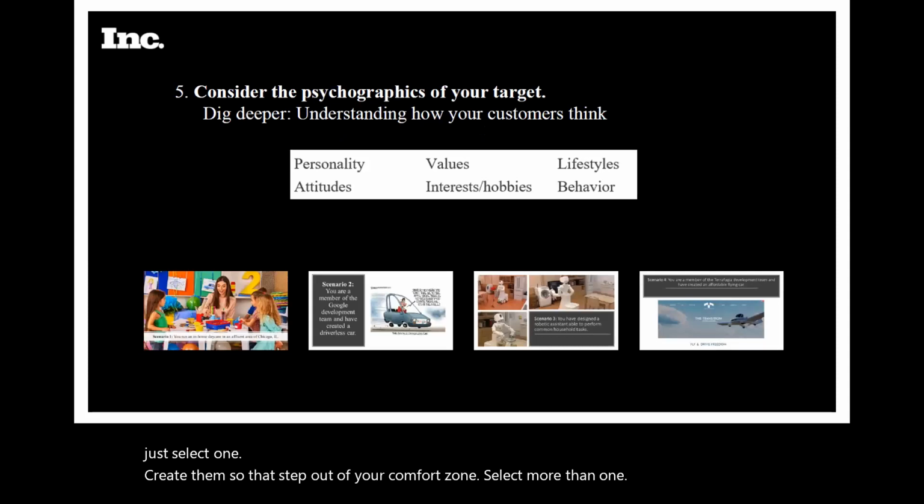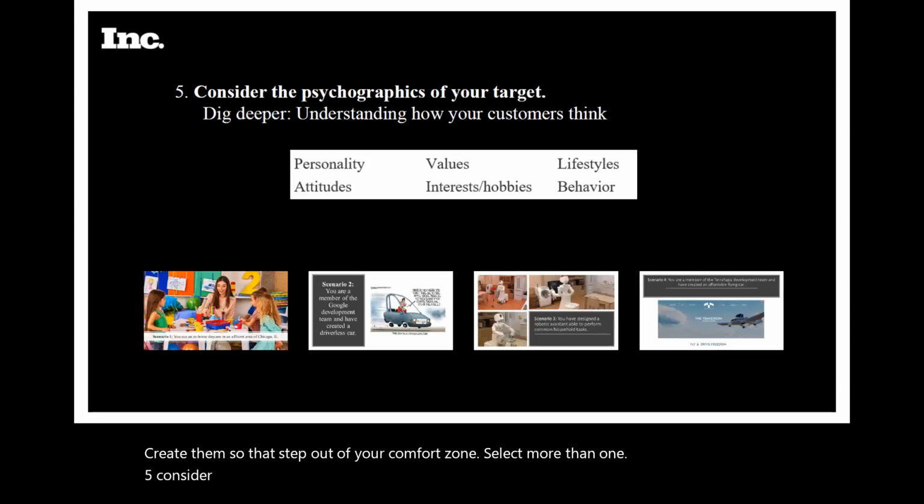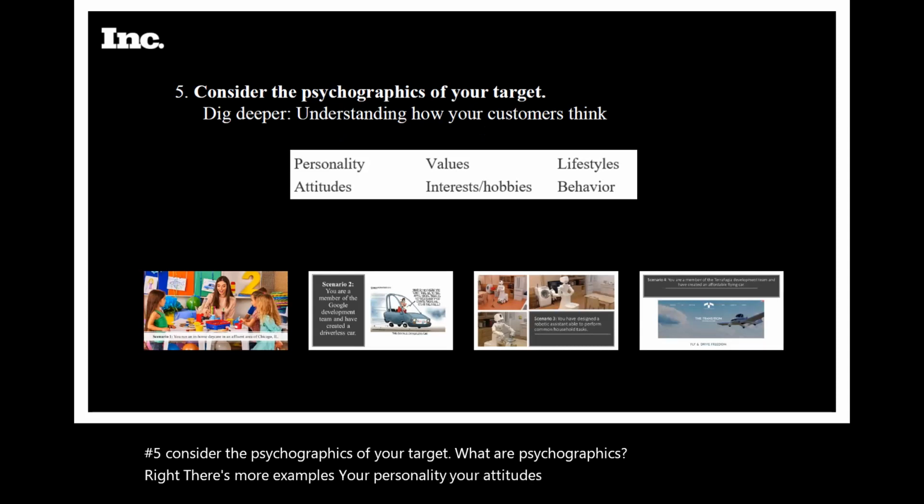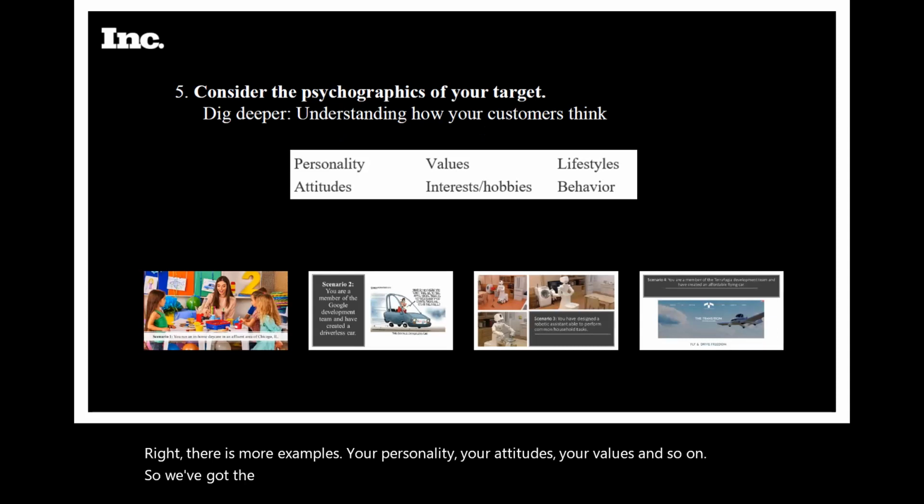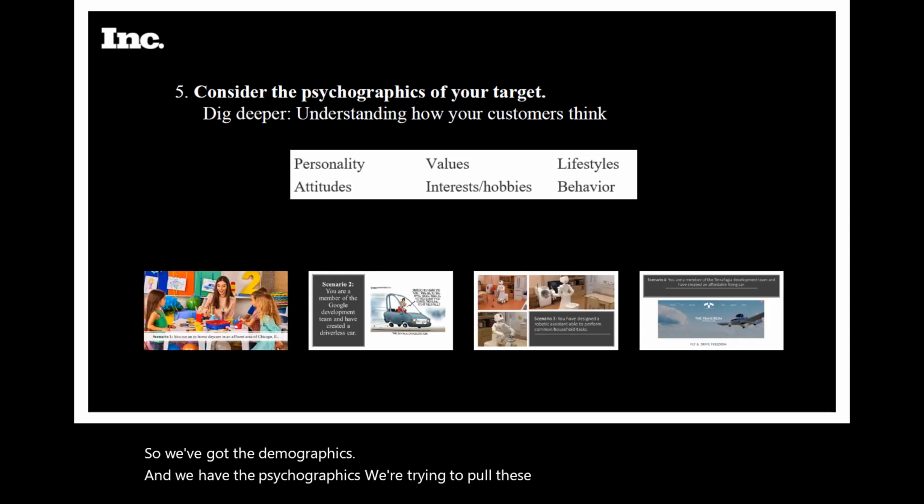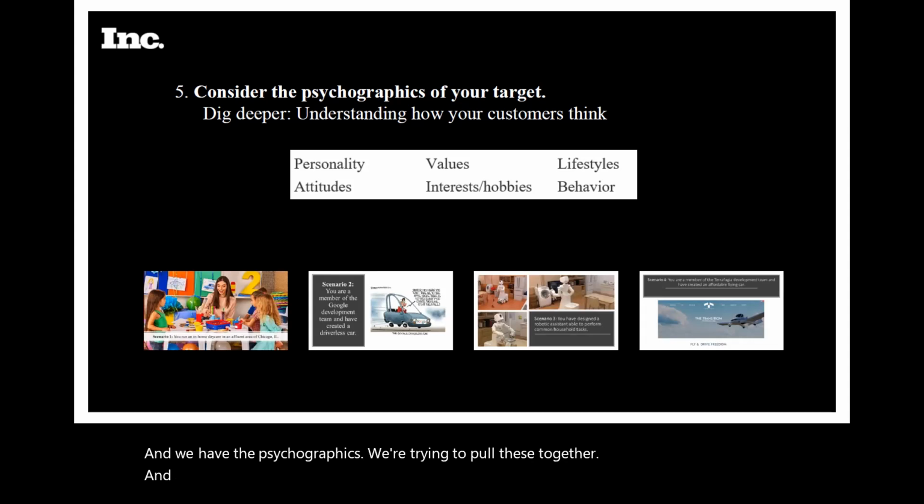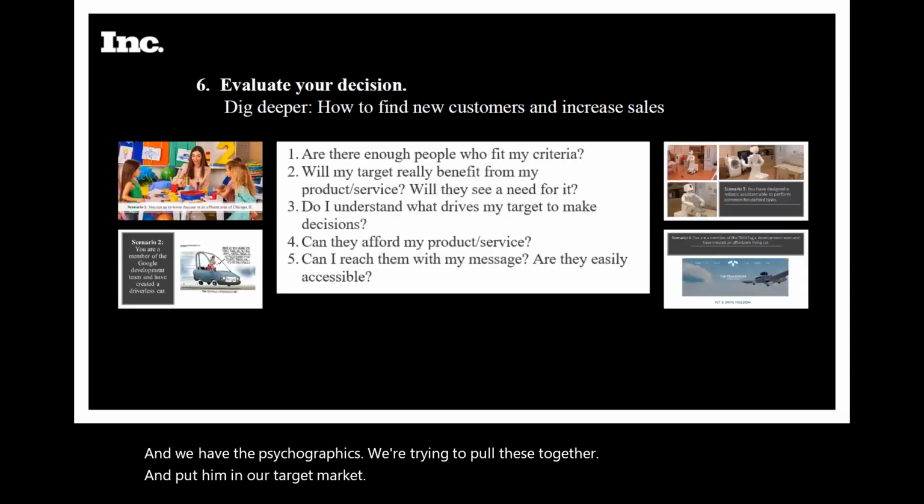Number 5, consider the psychographics of your target. What are psychographics? Right there is more examples. Your personality, your attitudes, your values, and so on. So we've got the demographics and we have the psychographics. We're trying to pull these together and put them in our target market. Now the next question is, how did you do?